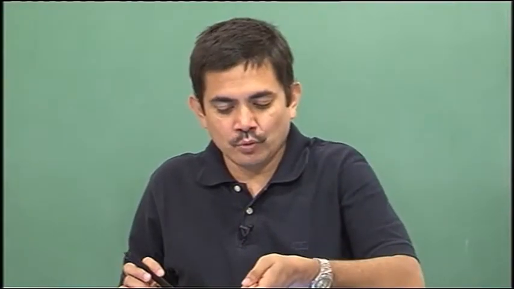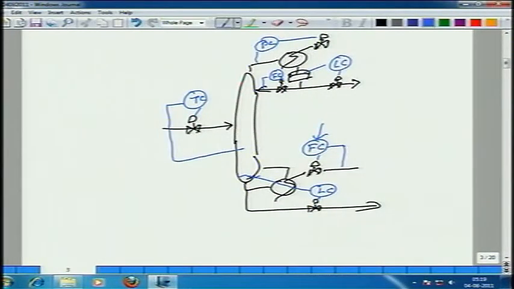you see, I could have set the throughput through the column at its feed. That control structure has been drawn n number of times. Here I am setting the throughput at the boil up. I could have also set the throughput at the product.